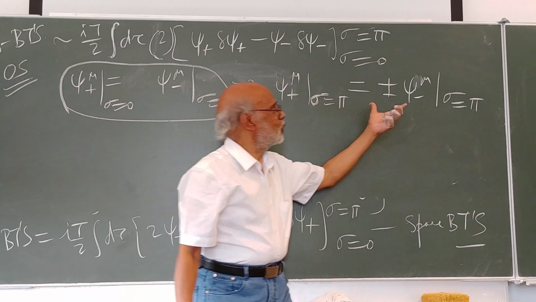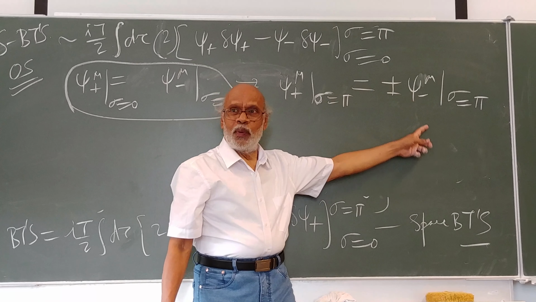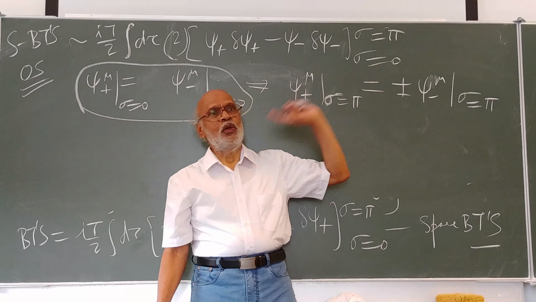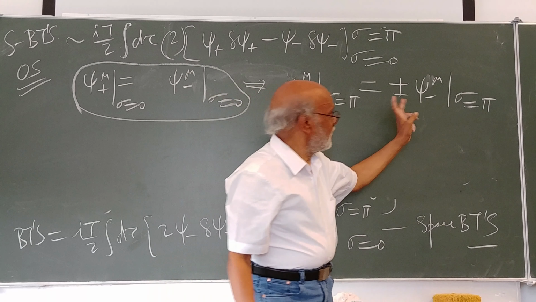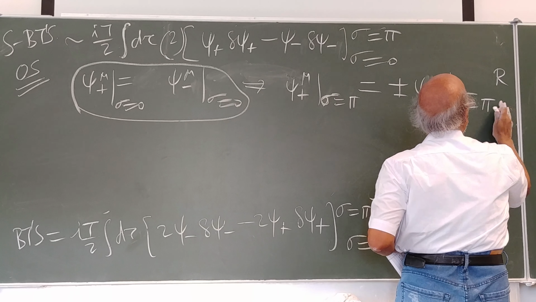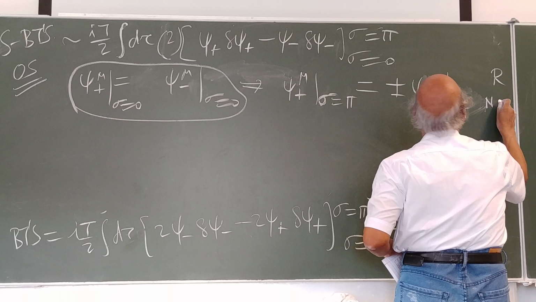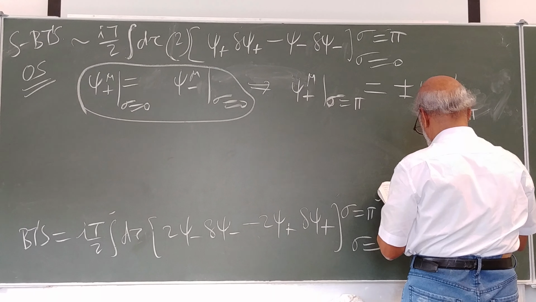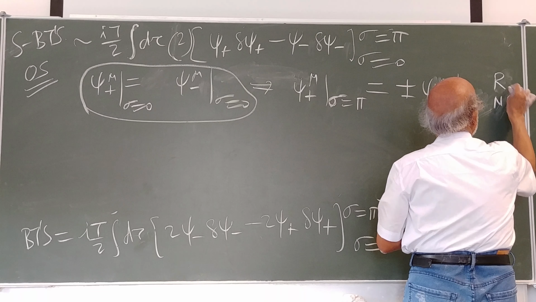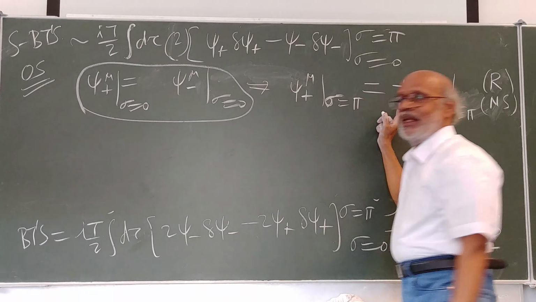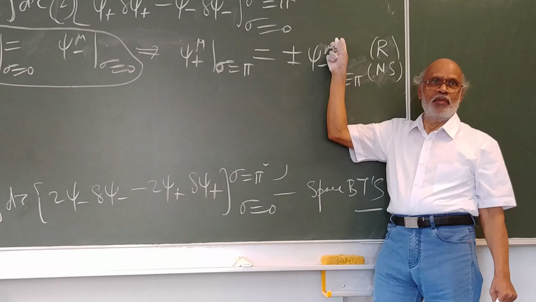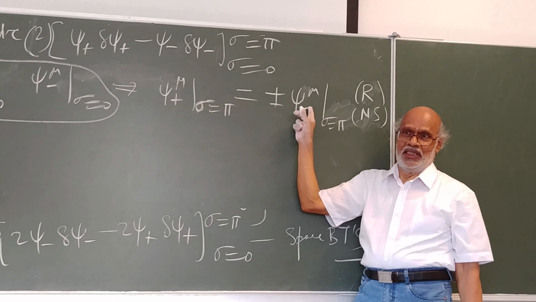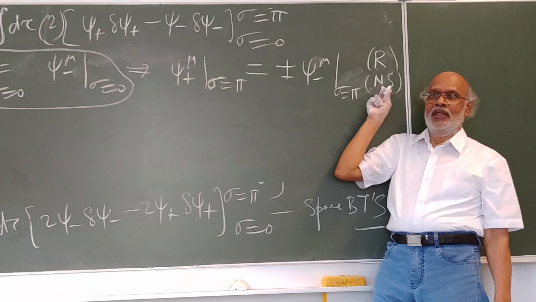In both cases, if I choose this equal to plus or minus of this, the boundary terms would vanish. If I choose this equal to plus, then boundary terms vanish. If I choose this equal to minus of psi minus, then also boundary terms vanish. When I choose the first choice, psi plus is plus of psi minus, these are called Ramond boundary conditions. And when I take this equal to minus of this, they are called Neveu-Schwarz boundary conditions.